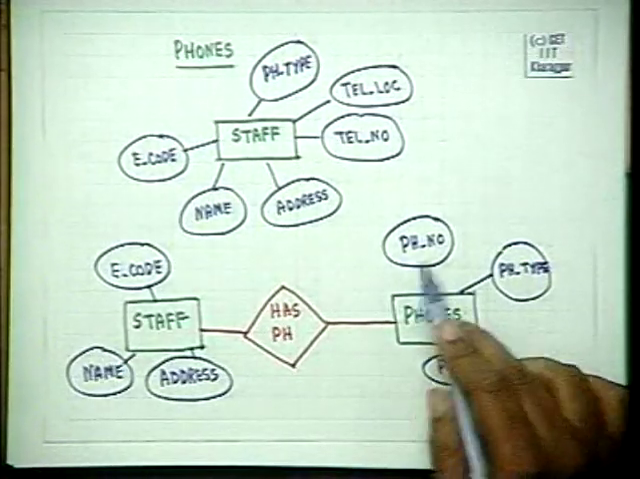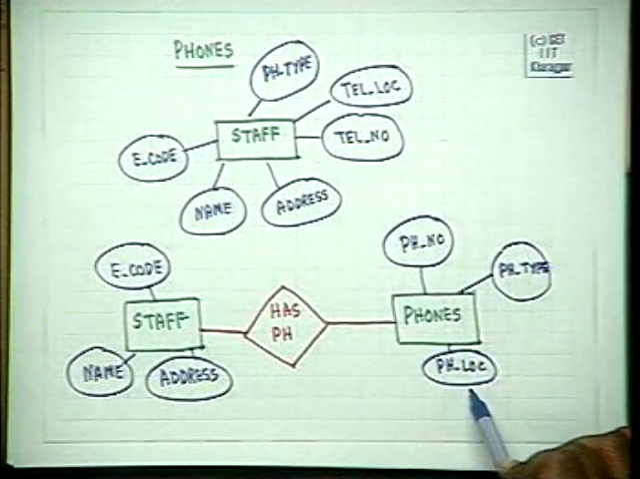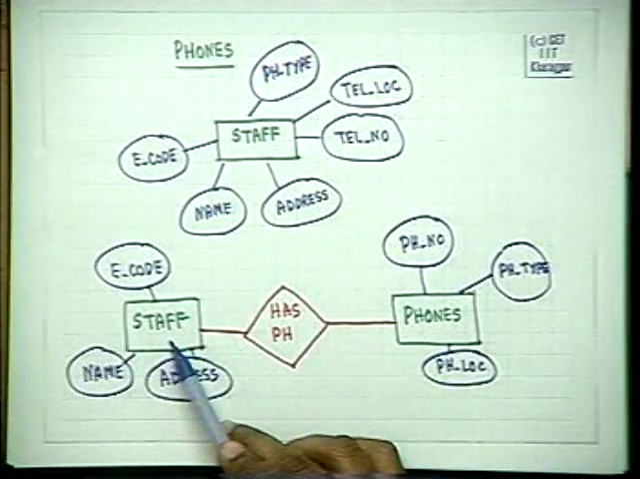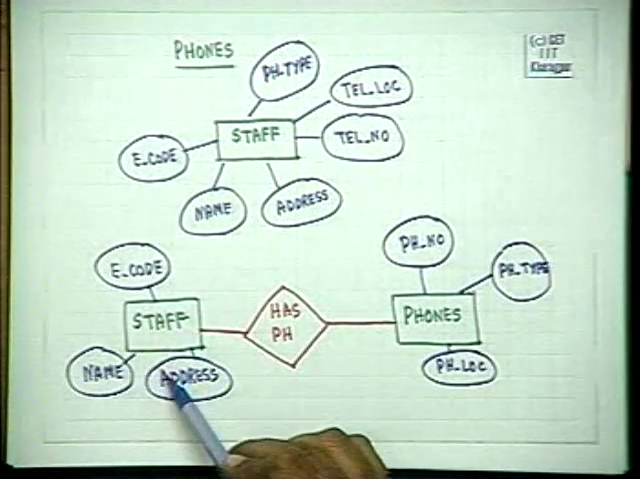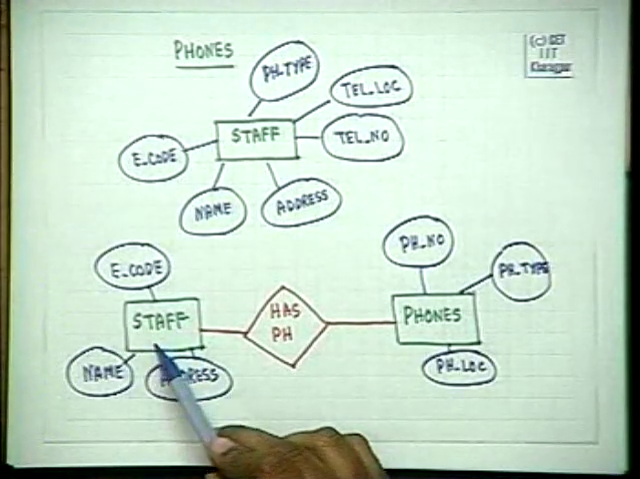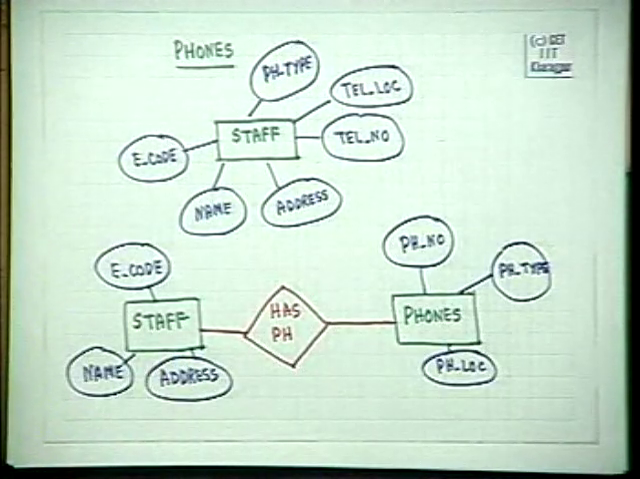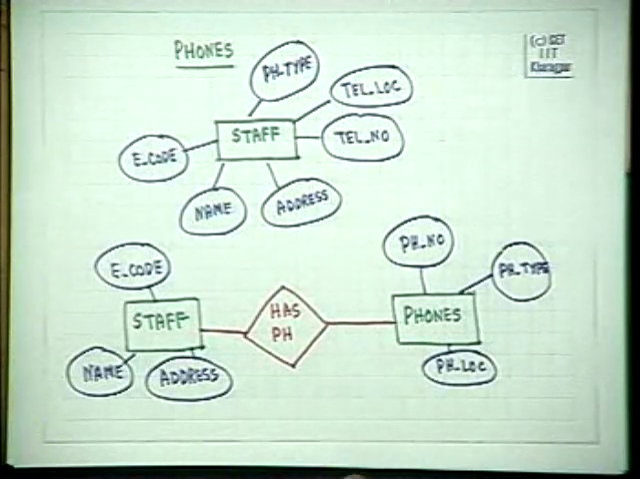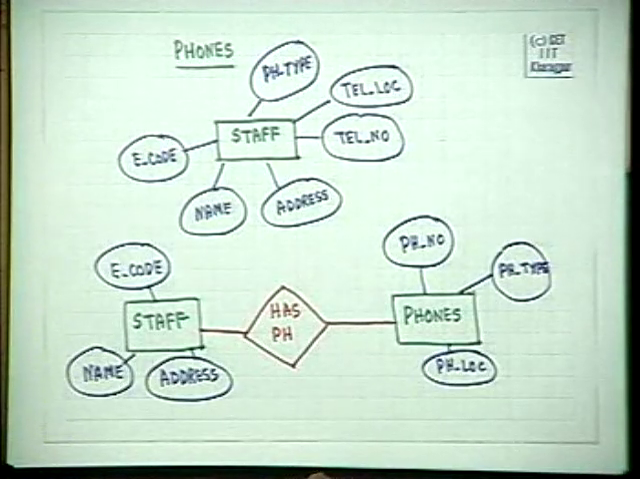So, this says the phone number, type of phone and the phone location may be for a particular phone which may not be associated with a particular staff member. And there may be staff members who have got no phones. But this should be differentiated from the fact that both of them do allow a staff member having more than one phone or one phone being shared by more than one staff member. This is allowed in both of them.